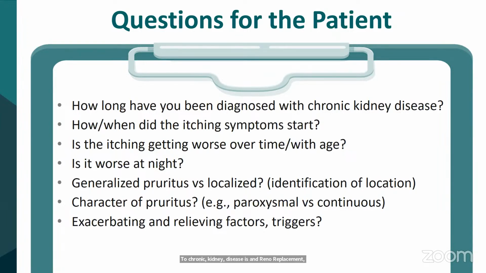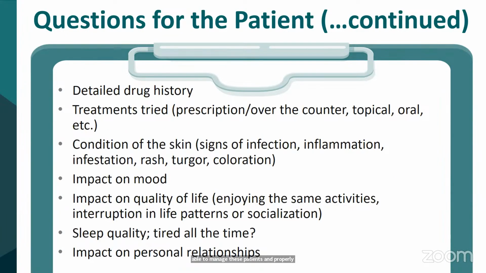How and when did this itching start? And do you feel like it's been getting worse over time, or even as you age, does it get worse? Is it worse at night or certain times of the day? Is it generalized pruritus, like all over your body, or is it localized? And if it's localized, see if they can tell you or show you where the itch is. Any characteristics of it, and anything that exacerbates it or relieves it or triggers it. So asking these pointed questions is important to be able to manage these patients and properly treat them.